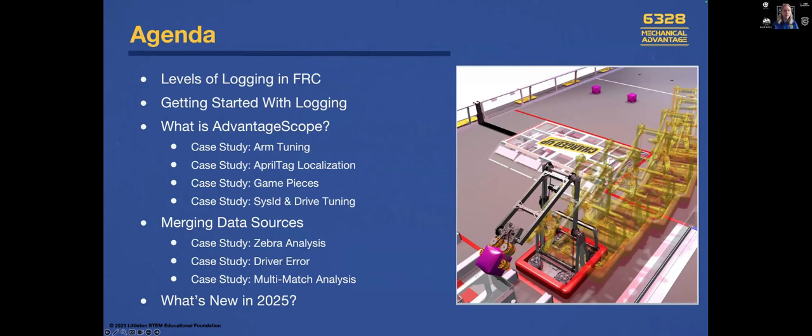Here's the stuff we're going to be talking about today. Starting off with the levels of logging in FRC, we'll go through how to get started with logging, what Advantage Scope is with several case studies exploring in more detail how to use it. We'll talk about merging data sources with several more case studies. And for those of you who might have already used Advantage Scope, we'll be talking about things that are new this year that you might want to take advantage of.